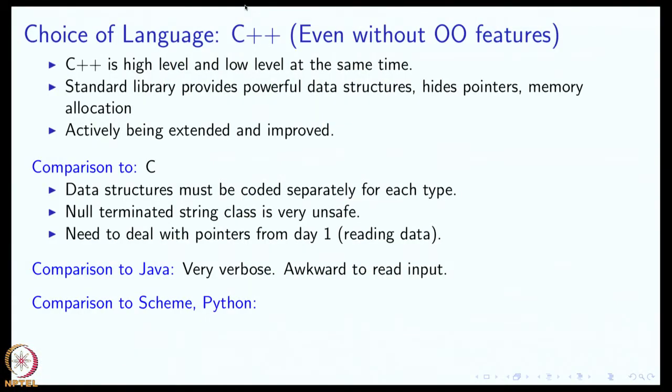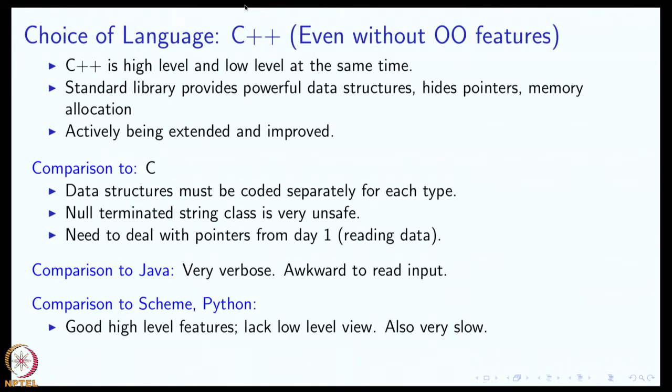Scheme and Python are two languages which have been popular or are very popular. I believe that these are very high level languages. So they lack a low level view of what is going on. So they don't have pointers. So you don't really see the machine. You're not really knowing what is exactly going on. So if you ask for a variable, what exactly happens on the machine?